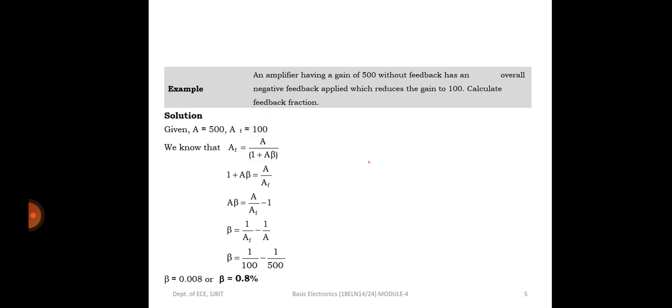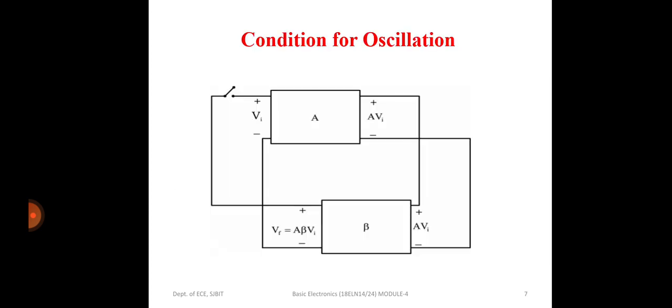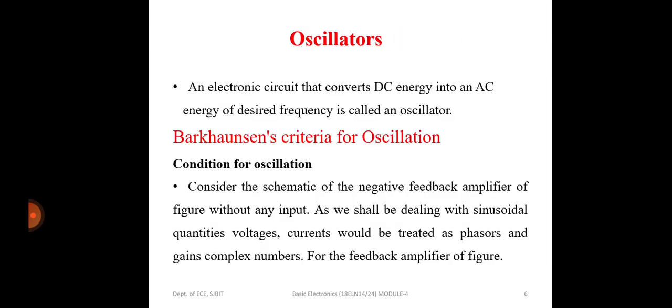So this is the inference that we can draw from the gain stability of a feedback amplifier. Now after having a brief discussion on feedback amplifiers and gain stability, let us move on to the other device which we call oscillators.